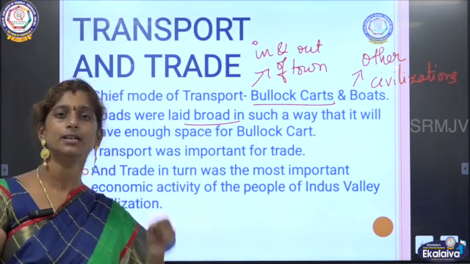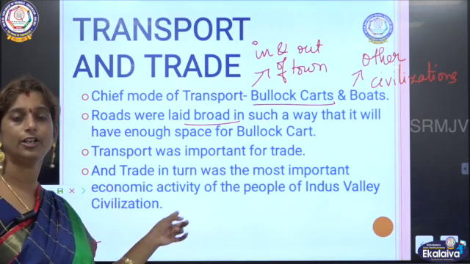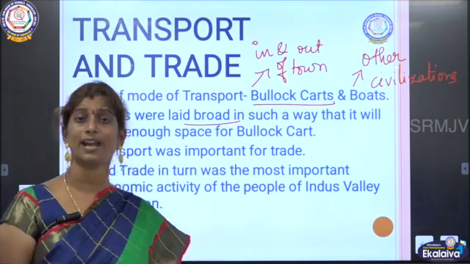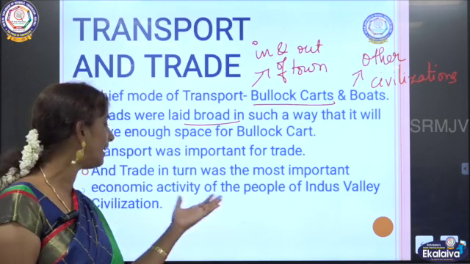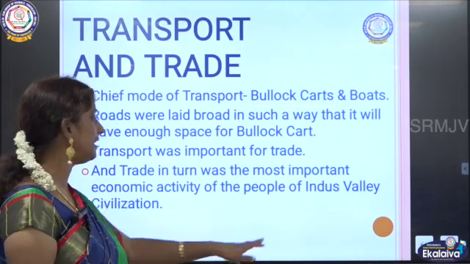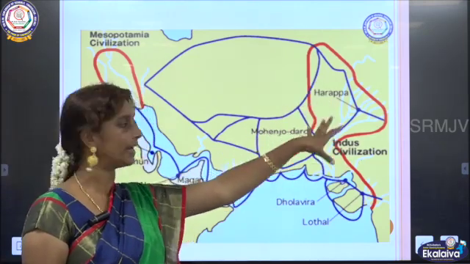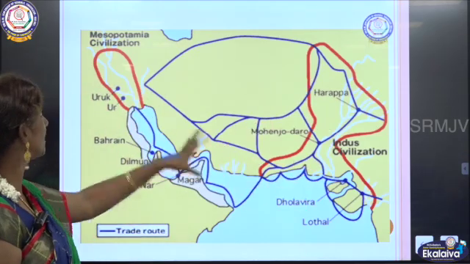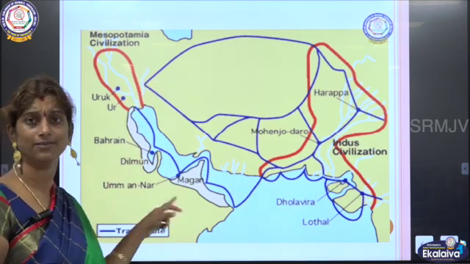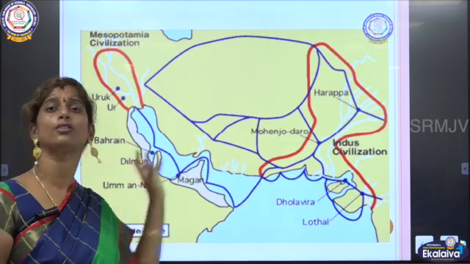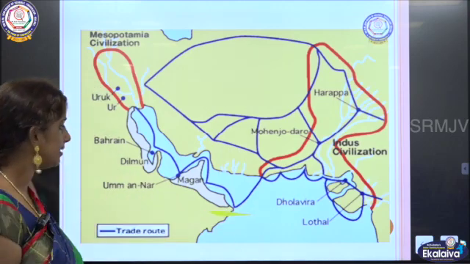For any trade activity, transport is important, and trade in turn was the most important economic activity of the people of the Indus Valley civilization. Trade was a very important activity that gave income and became a part of the economic activity of this civilization. Here you can see where the Indus Valley civilization was located, and from here people started their trade activities with the Mesopotamian civilization, and here is the Egyptian civilization. They had trade contacts with both the Mesopotamian and the Egyptian civilizations.